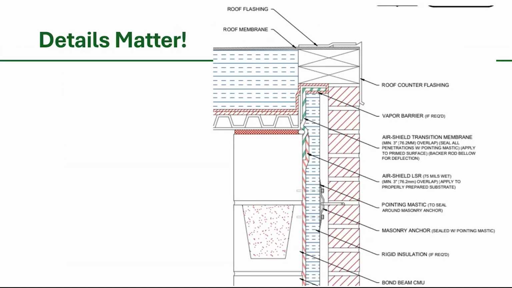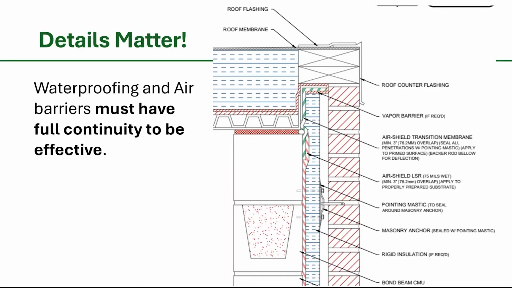So now we're getting to the detail portion that I told you about. Details matter. The wall to roof connection is one of the most failed details in building science. And why is that? Mostly because of sequencing. Sequencing where the contractor is going to roll that roof membrane out, and then maybe we'll apply the air barrier after we have the walls infilled or any of these things. But those two need to connect. Somehow that air barrier needs to connect up. Waterproofing and air barriers must have full continuity to be effective.